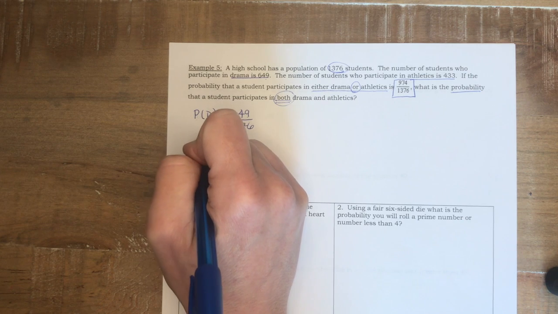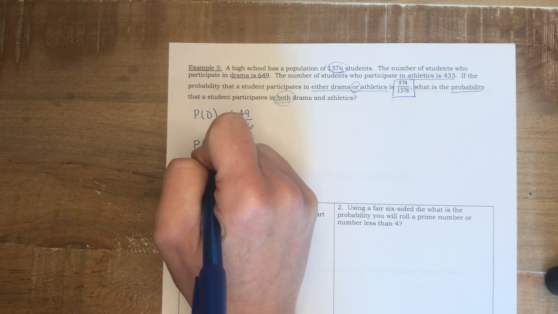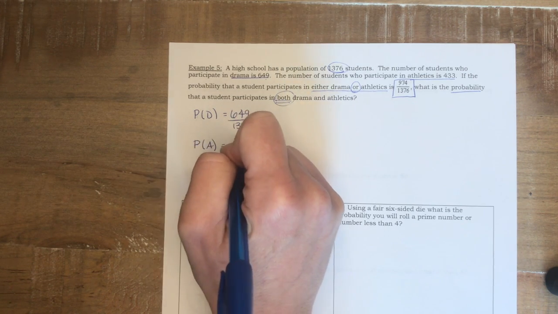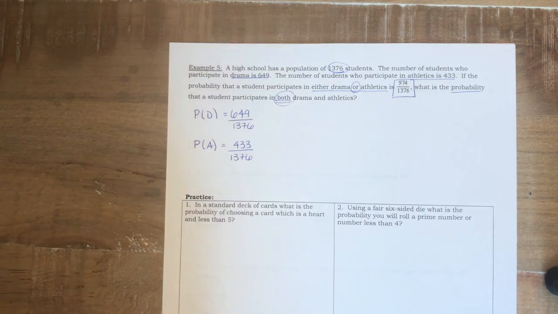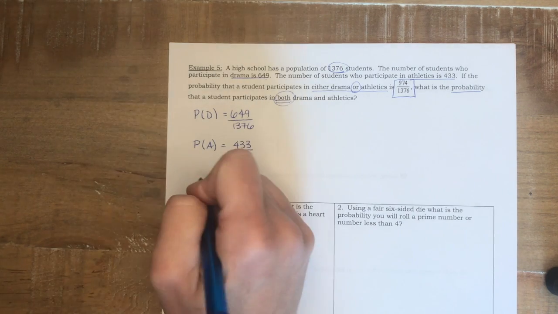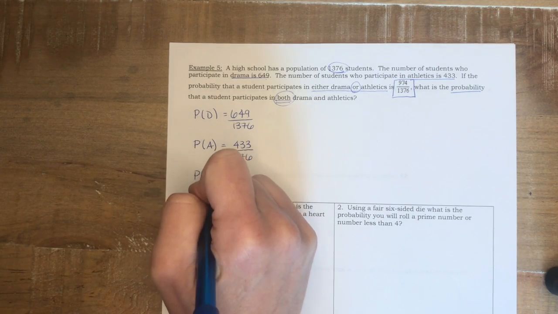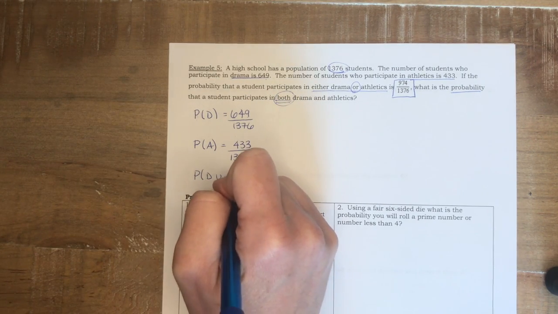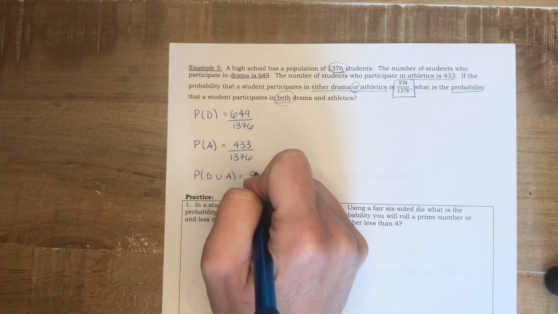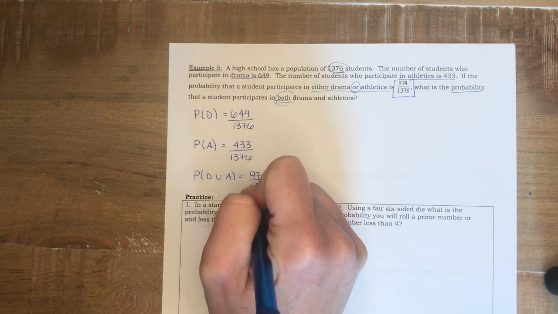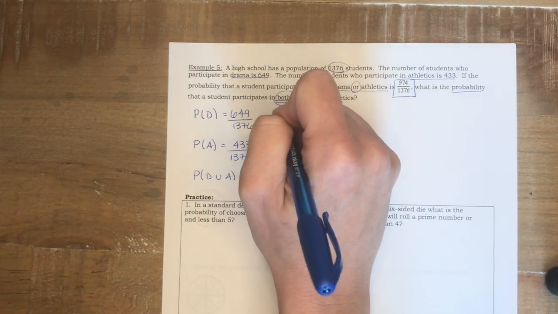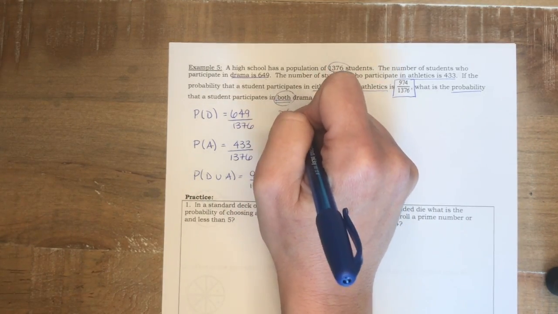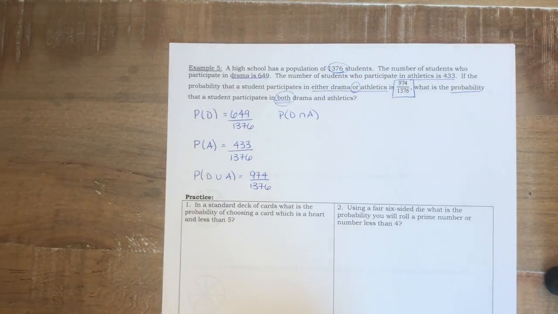And the probability of a student being in athletics is 433 out of 1376. And then the probability that they're in drama or athletics is 974 out of 1376. And we want the probability that they are in drama and athletics, right?